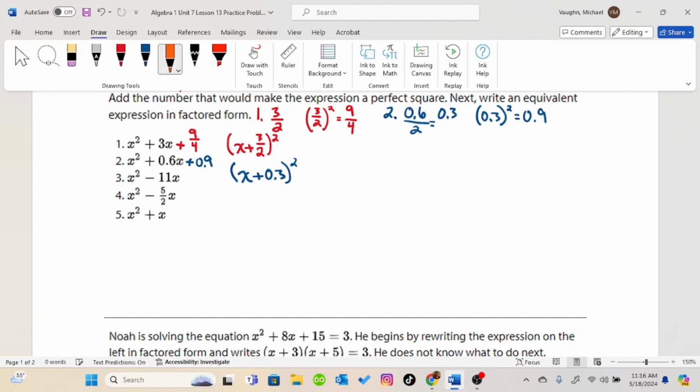Number 3. We're going to take the negative 11 and divide it by 2. And that gives us negative 11 halves. Then we're going to take the negative 11 halves and square it, and that gives us 121 over 4. So we will add 121 over 4 to get the standard form, and then our factored form would be x minus 11 halves squared.